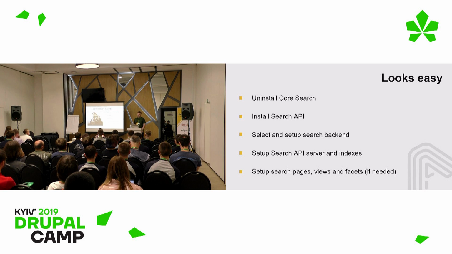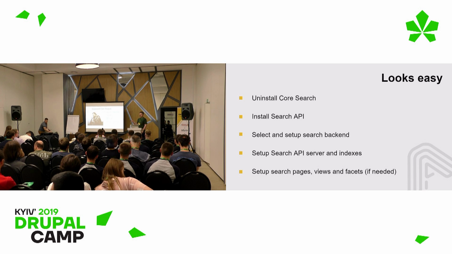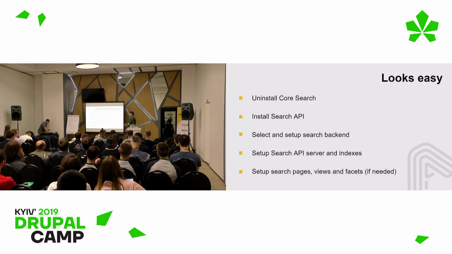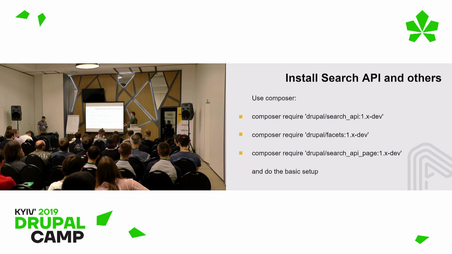And in the beginning, we need to kill core search. Why? It's already in core, but it's not flexible, it's not usable, and yeah, it should be killed firstly. After that, as usual, we need to install Search API and other stuff. The better way is using Composer. For this, we have Composer commands. You see the Composer commands for installation of Search API, for the facets module, for Search API pages.